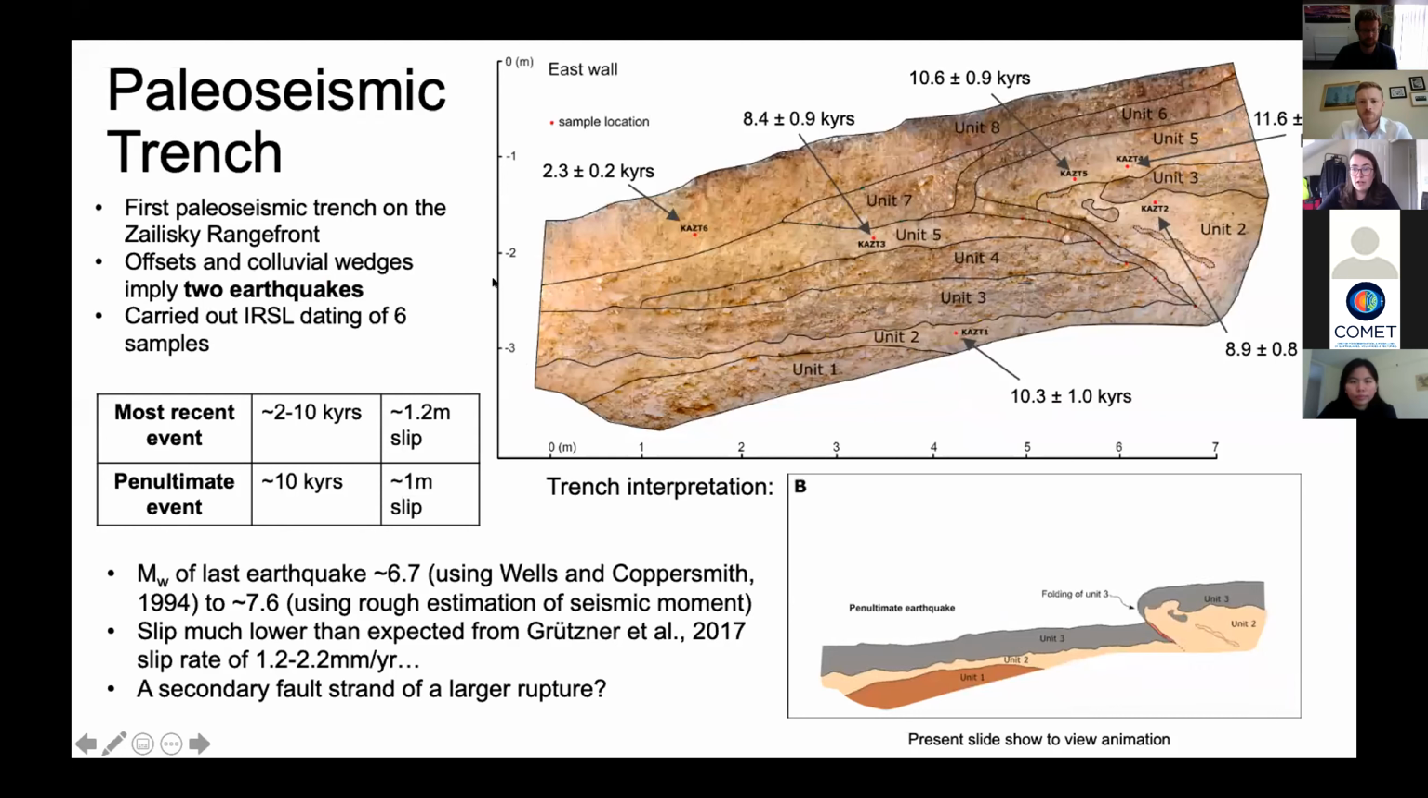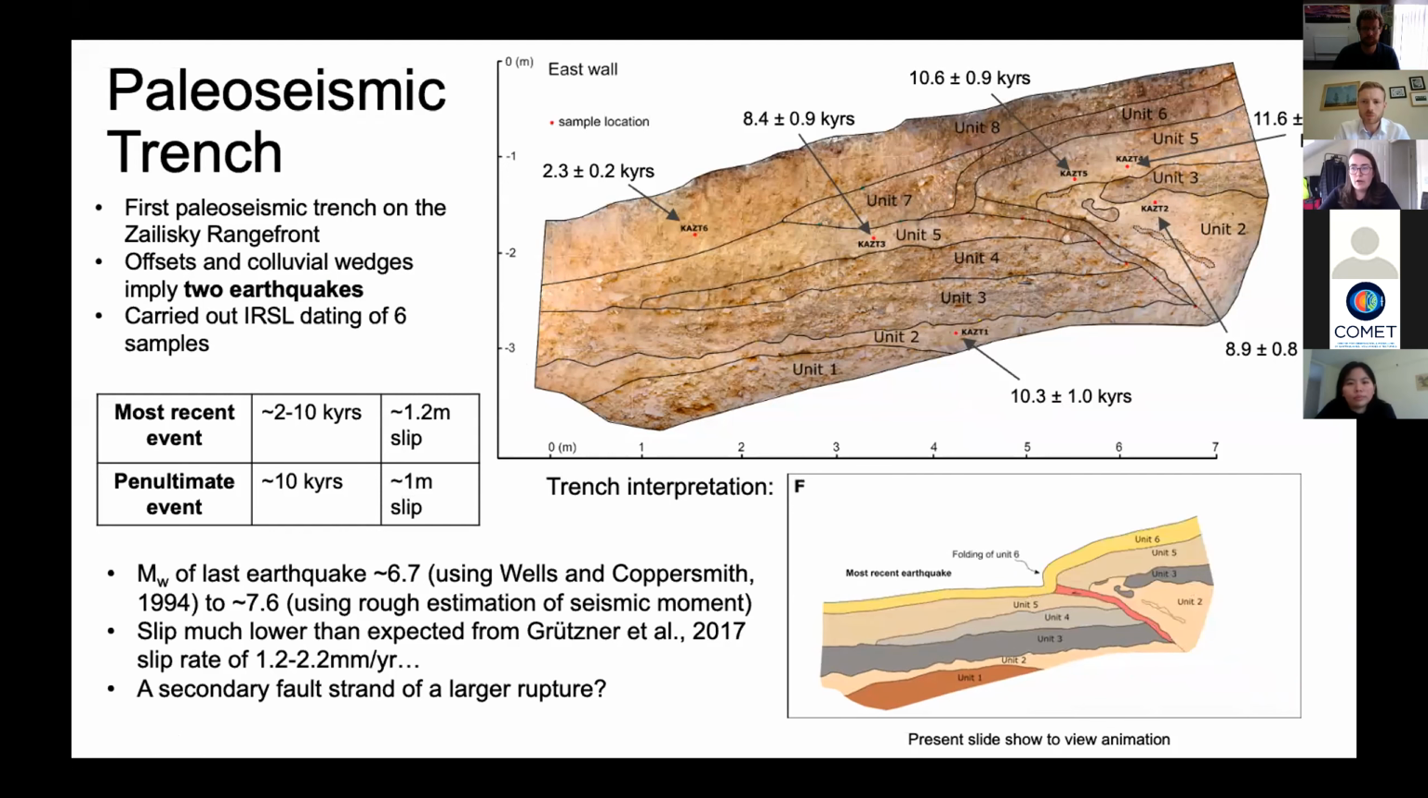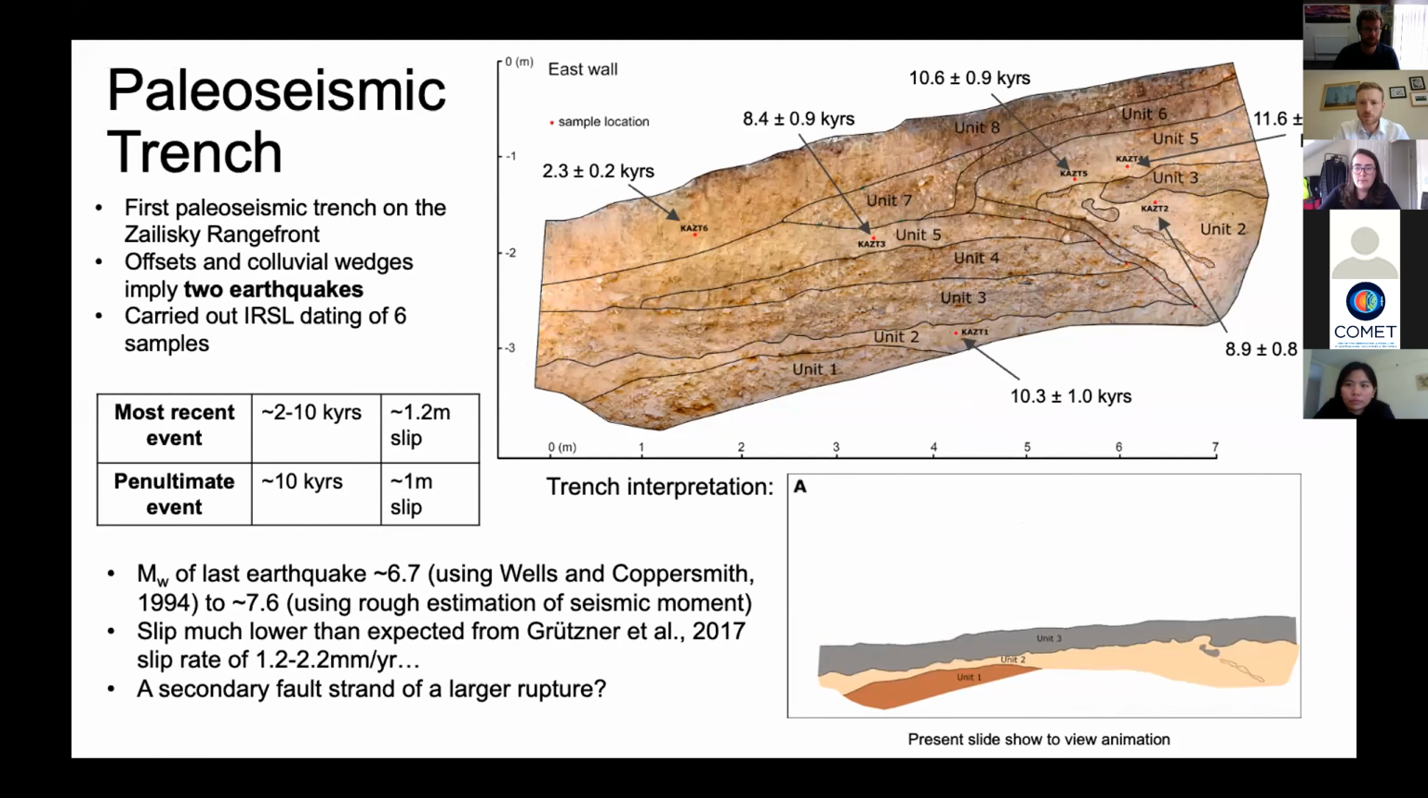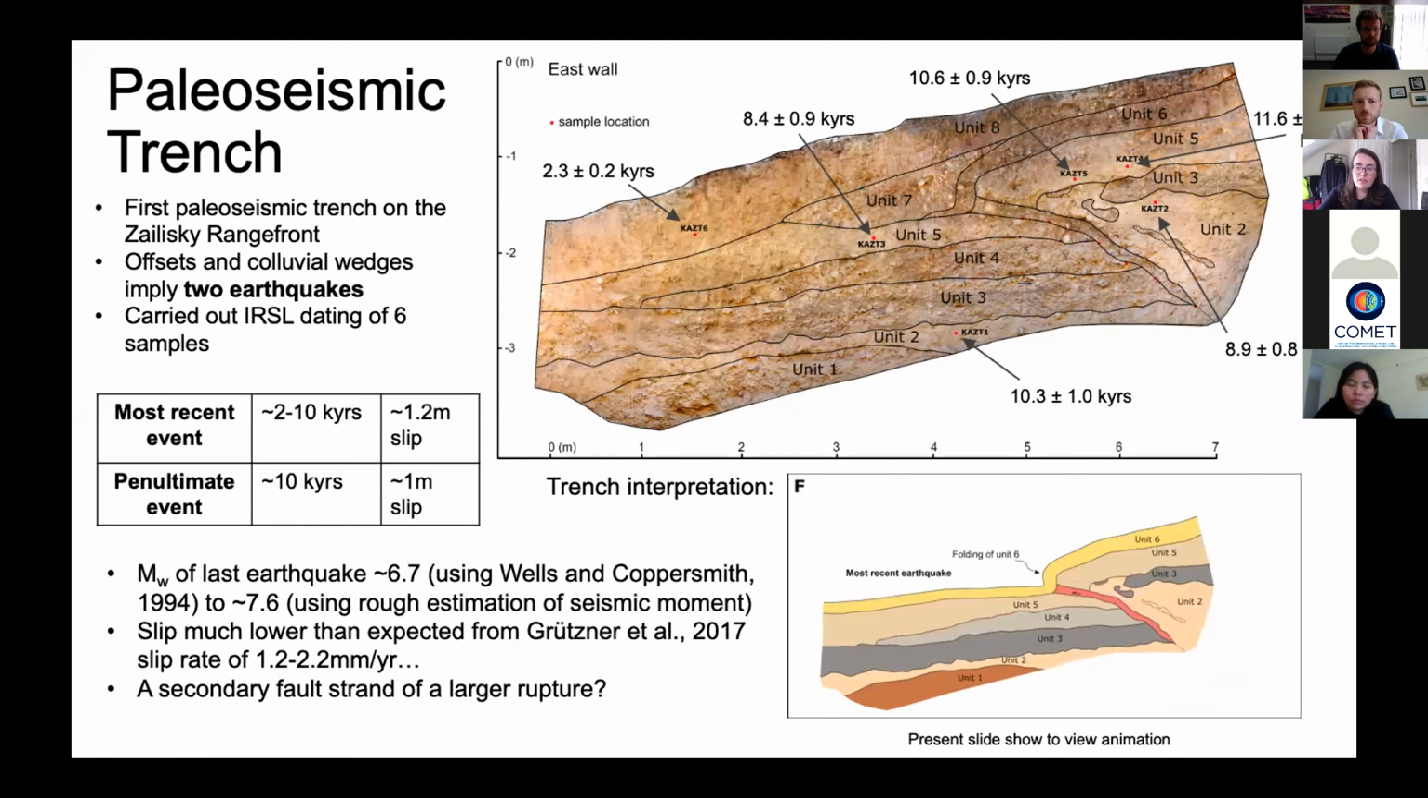So we trenched an alluvial fan surface, and the offset layers in the two colluvial wedges that we exposed suggest that there were 2 earthquakes, each with around a meter or so of slip. And we did luminescence dating, which tightly constrains the penultimate earthquake to about 10,000 years. And then the most recent event is less well constrained, and it's probably between about 10 and 2,000 years.